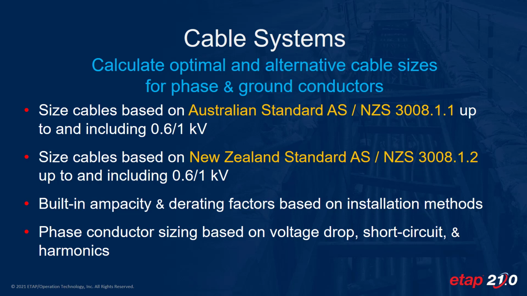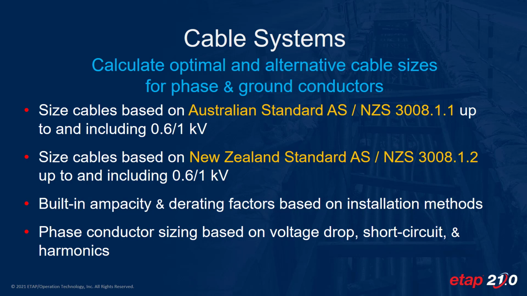The AS3008 and NZS3008 method is based on the Australia-New Zealand standard for electrical installation selection of cables. When AS3008 is selected from the standard dropdown, this method is based on part 1.1 of the standard, cables for alternating voltage up to and including 0.6/1 kV, typical Australian installation conditions. When NZS 3008 is selected, the method is based on part 1.2 of the standard, cables for alternating voltages up to and including 0.6/1 kV, typical New Zealand installation conditions.